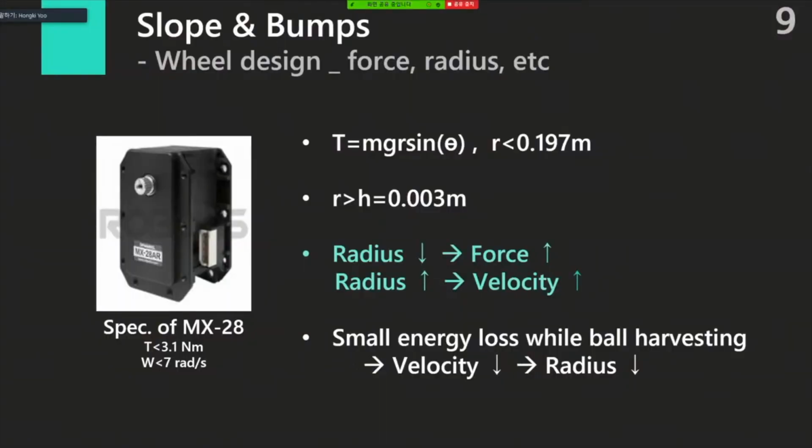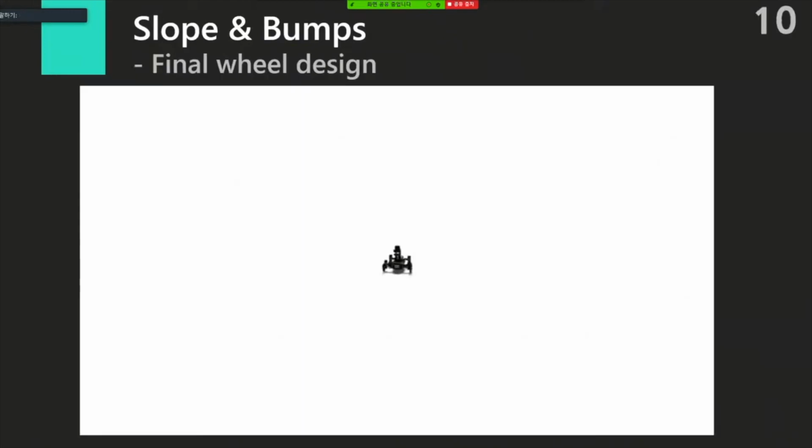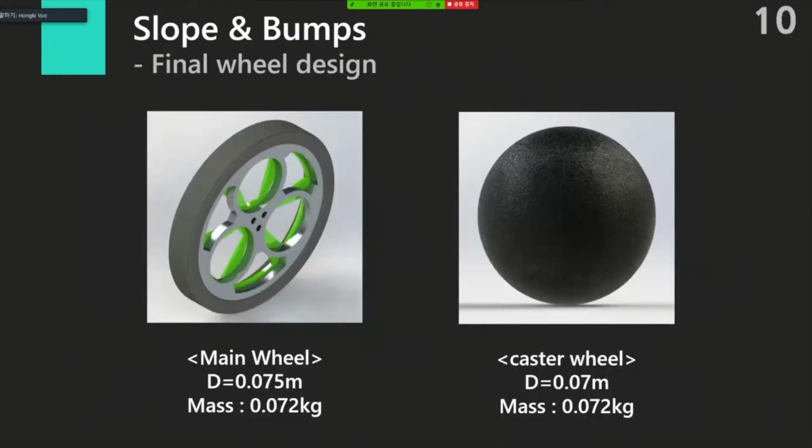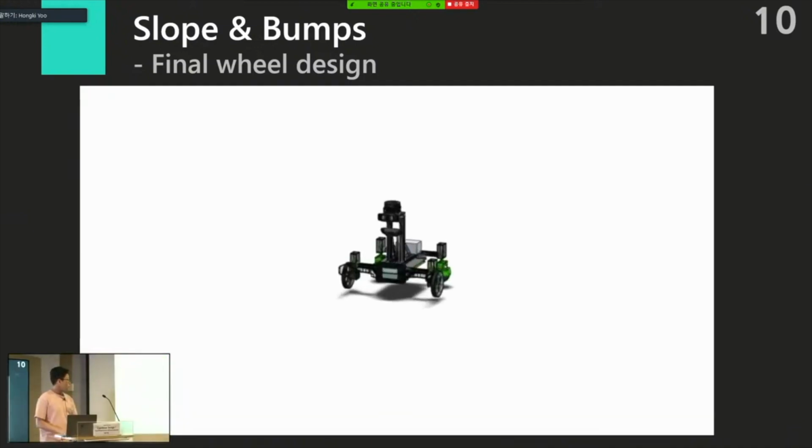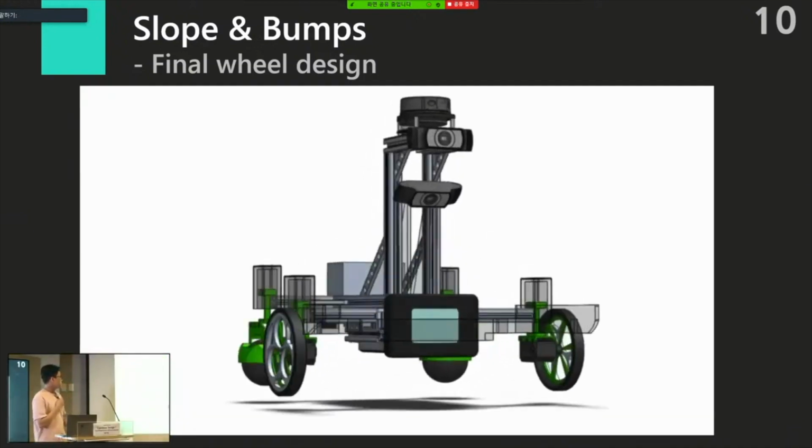And then there were a lot of constraints or trade-offs we had to think about. The most important ones are the radius, force, and velocity. So we chose this one. And then by using these constraints, our final model is this. So we have 2 main wheels and 2 caster wheels. And our final model shows what will be presented.